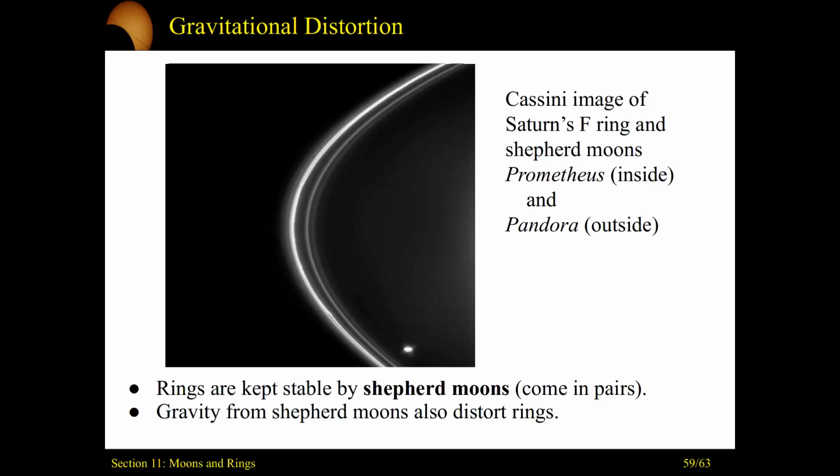Our last topic will be on the gravitational distortions and how they affect the rings. Here we can very clearly see two shepherd moons, Prometheus and Pandora, as they are having these fascinating tugs on the F ring of Saturn. So let's give you some proper definitions. Rings are kept stable by the shepherd moons.